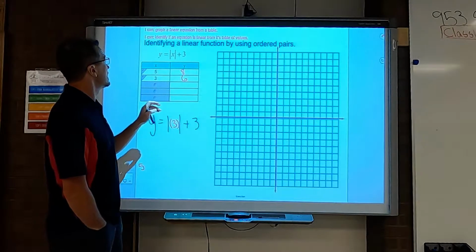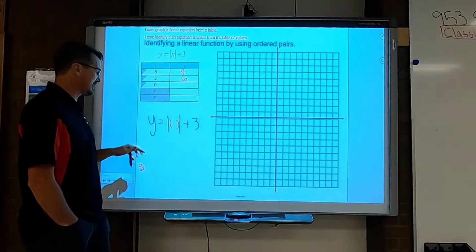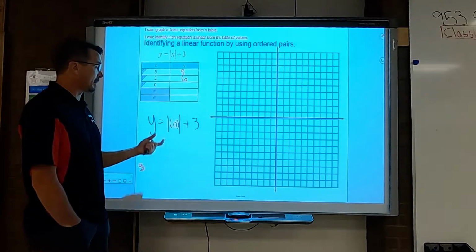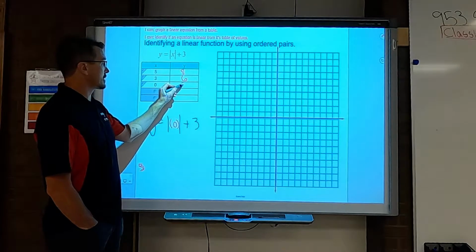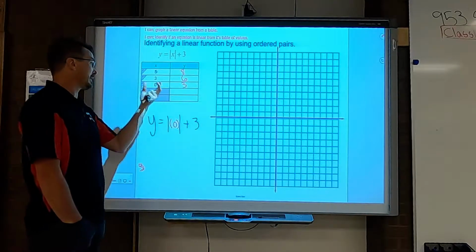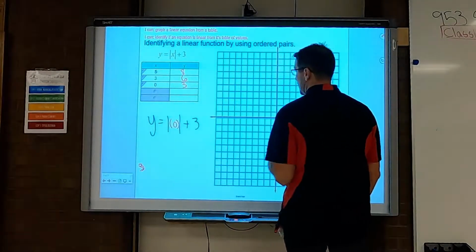So I get 6. And now I pick 0, because 0 is one of those numbers you should pick all the time because it's a nice, easy number. I pick 0, absolute value of 0 is 0, plus 3 is 3. So the output is 3, or the dependent variable is 3 when the independent variable is 0. So with those 3 numbers, usually 3 numbers is enough.